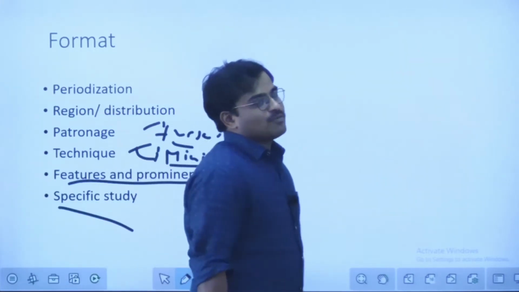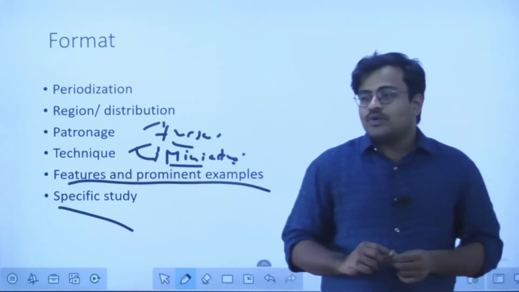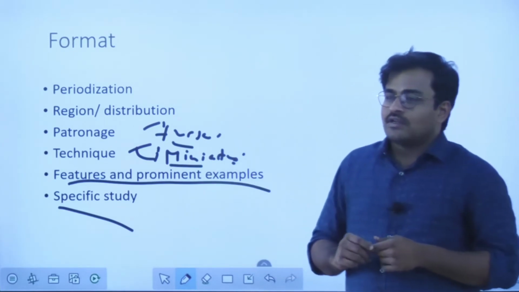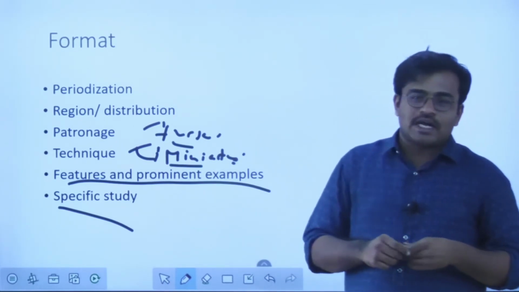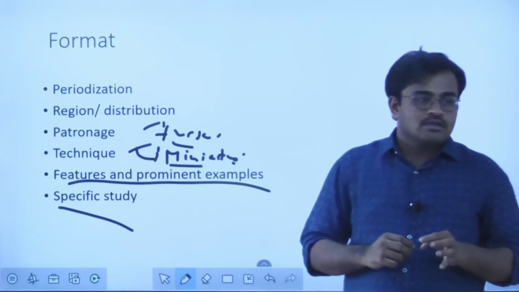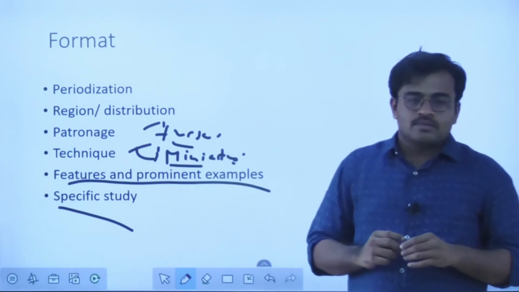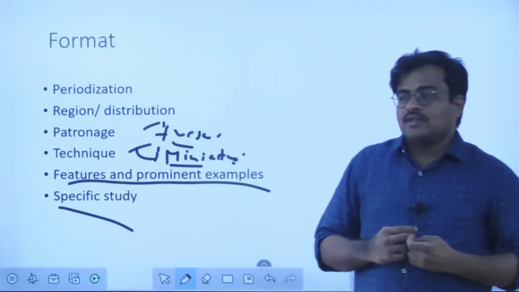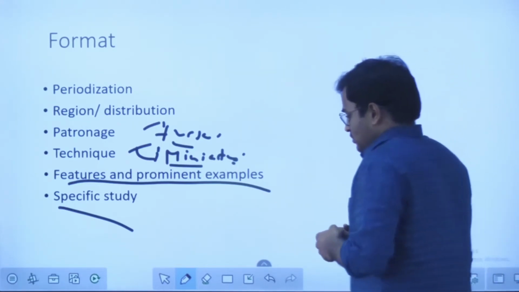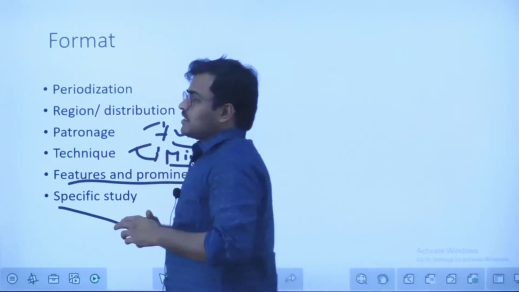Then the second part is more difficult. How do you compare it with modern paintings? Which modern paintings do you compare Mesolithic art with? Madhubani. Okay. Any other? Warli is the best example, sir.